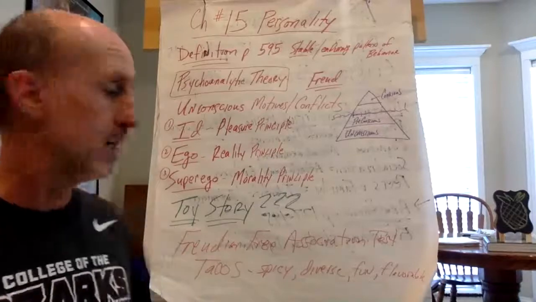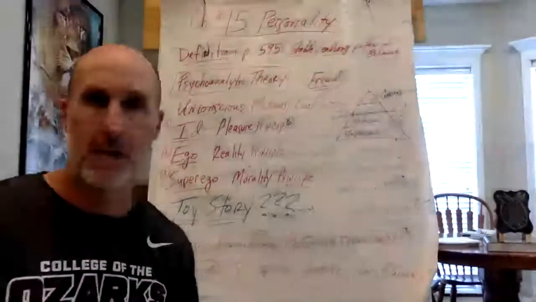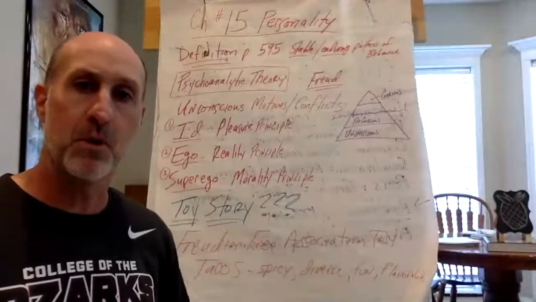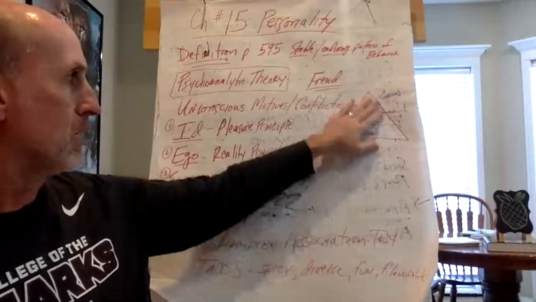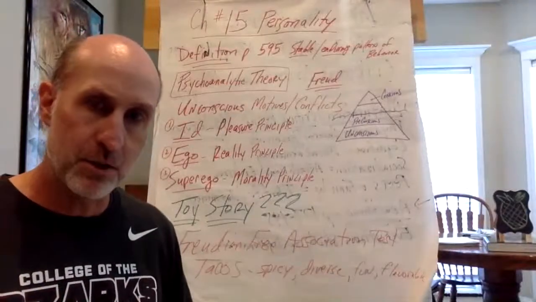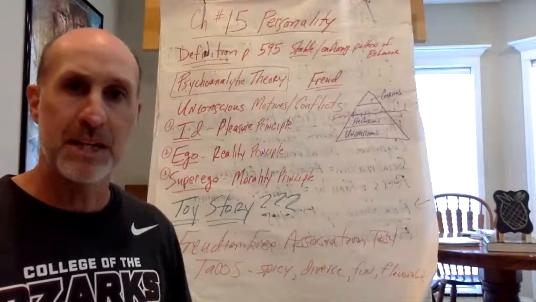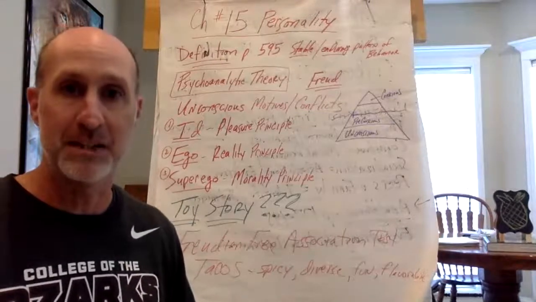Okay, the second one that develops is our ego, which is our reality principle or our rational self. This one is a little bit more at the conscious level, because it's actually the reality of the situation. So they begin to think rationally, which comes after the id.